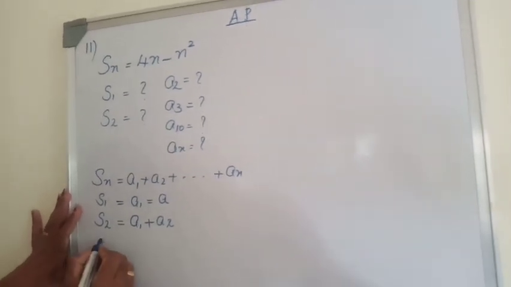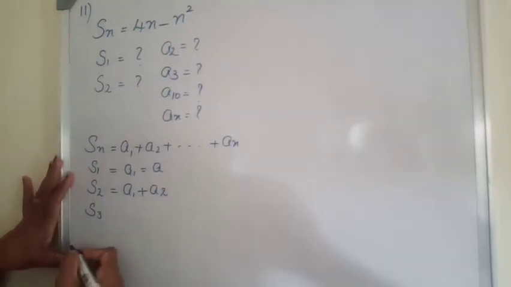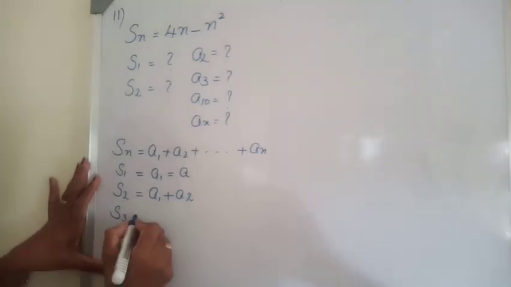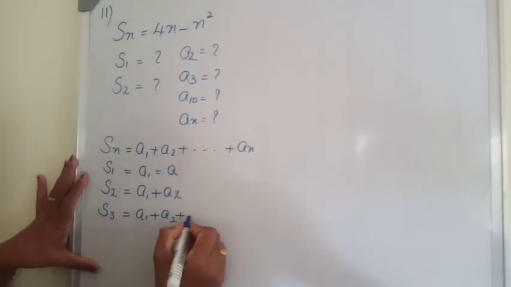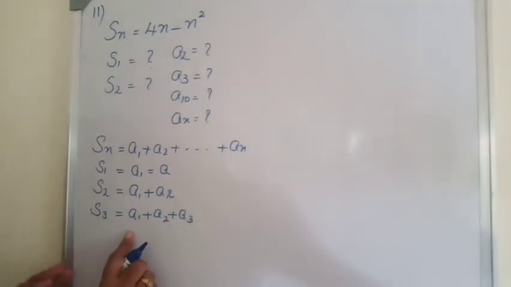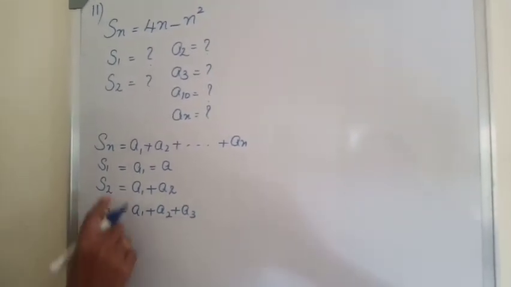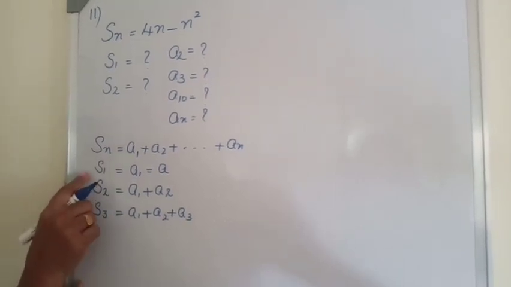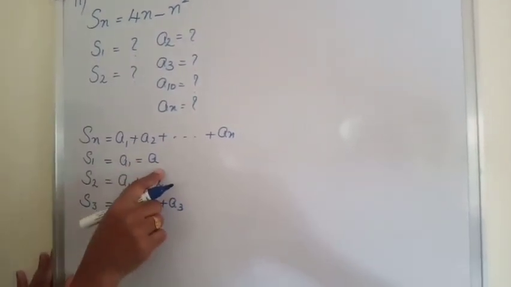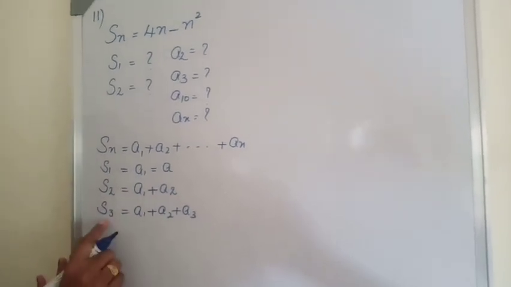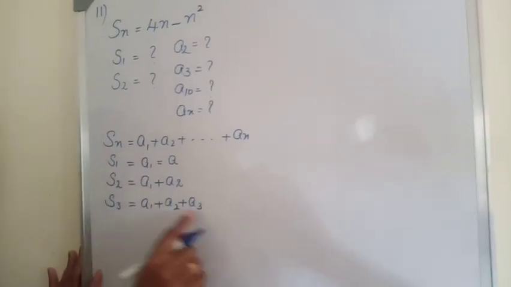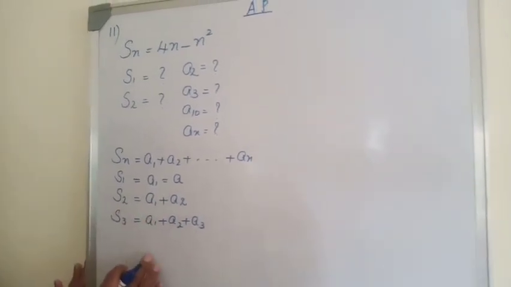Similarly, how can we write S3? S3 is sum of three terms. The terms are A1, A2 and A3. So, S3 is nothing but A1 plus A2 plus A3. All these formulas are very important. S1 is nothing but A1 and that is A. S2 is sum of first two terms, A1 plus A2, and S3 is sum of three terms and so on. So, now we will start the sum.